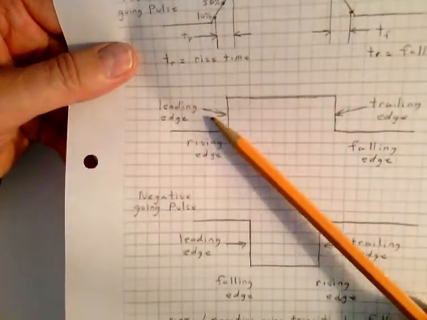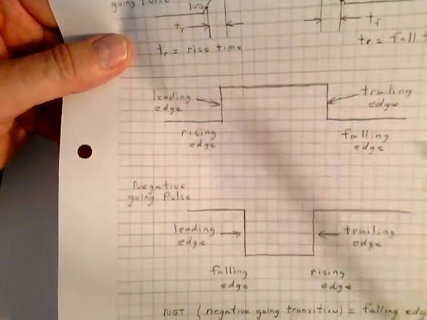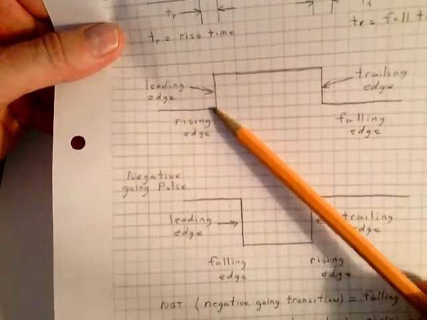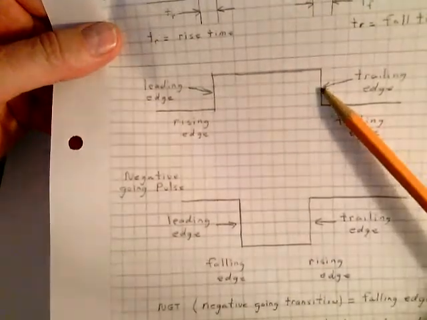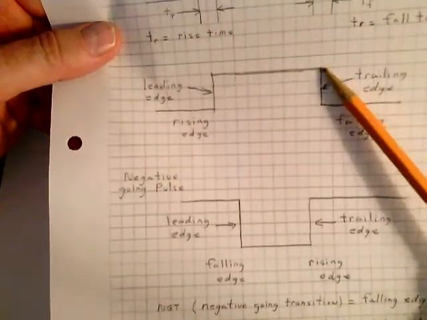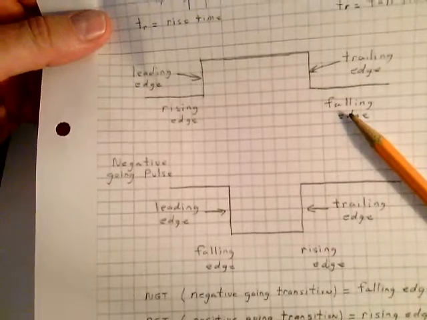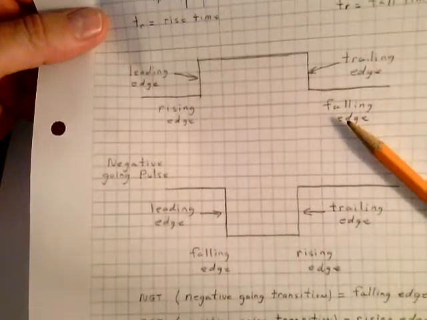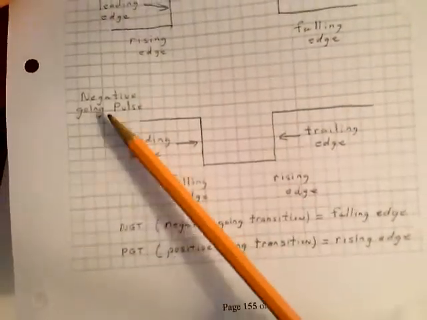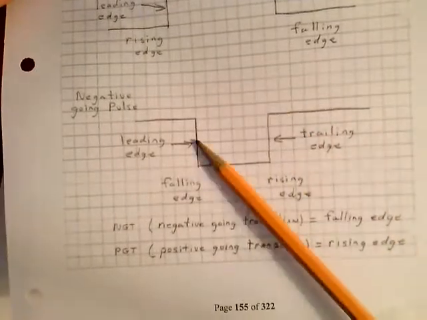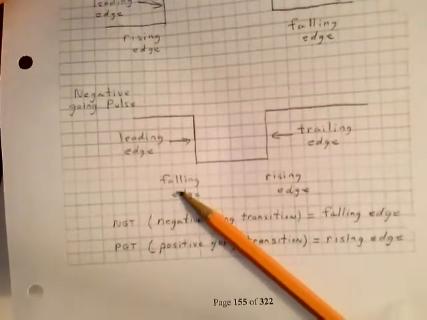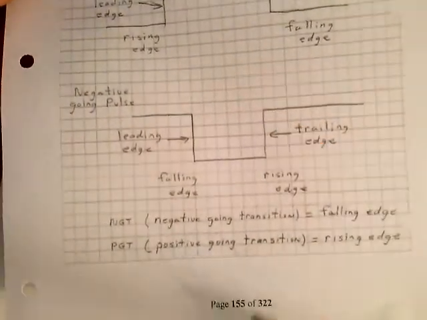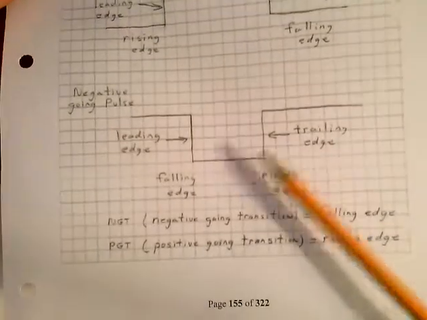Look down here. They talk about leading edge or rising edge, trailing edge, and falling edge. Well, the leading edge is the first edge you see. And in this case, it's a rising edge. The trailing edge is the latter edge. And in this case, it's a falling edge. But the leading edge isn't always the rising edge, and the trailing edge isn't always the falling edge of a pulse. Let's look down here. For a negative going pulse, the leading edge is a falling edge here, and the trailing edge is a rising edge. So just a little terminology.